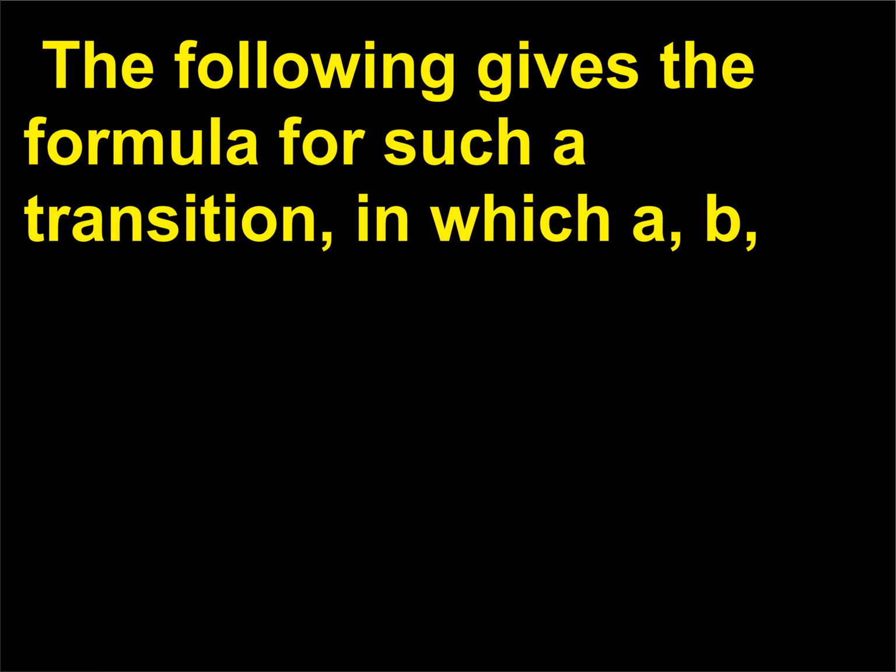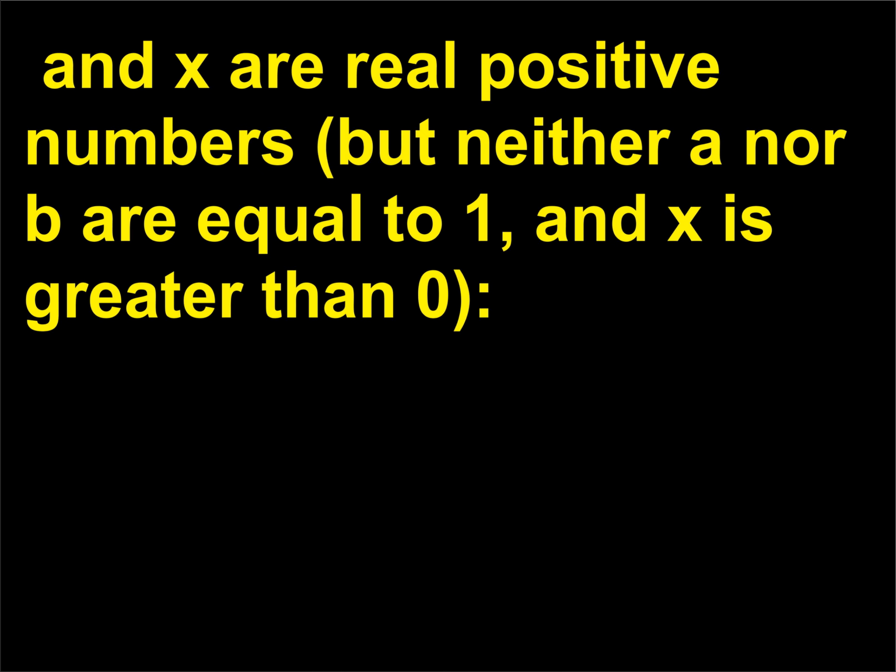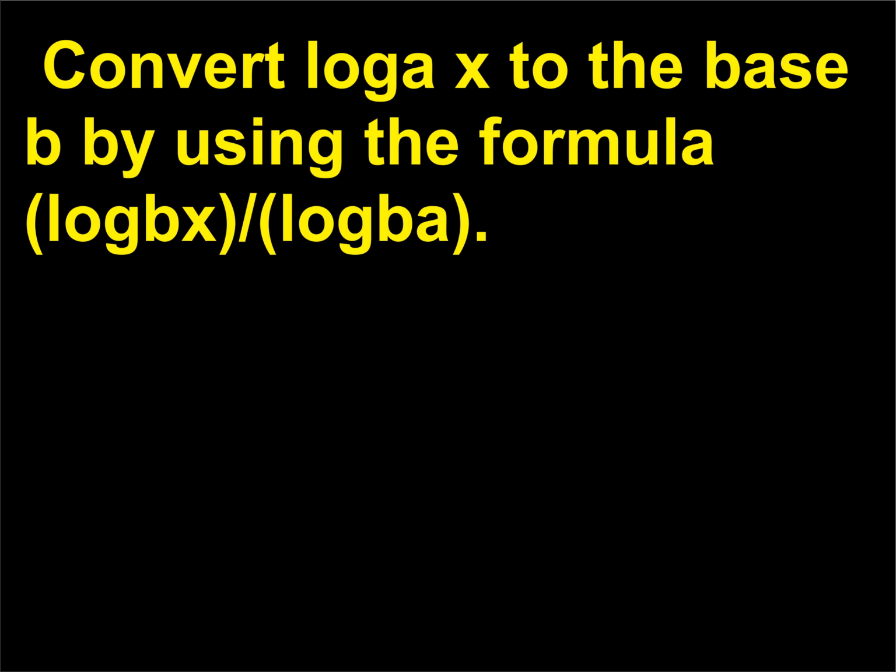The following gives the formula for such a transition, in which a, b, and x are real positive numbers, but neither a nor b are equal to 1, and x is greater than 0. Convert log x to the base b by using the formula, log(x) / log b.